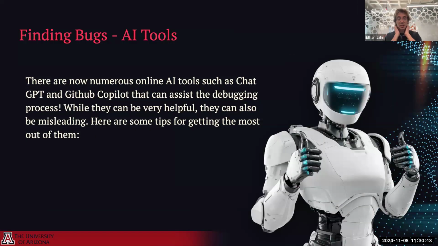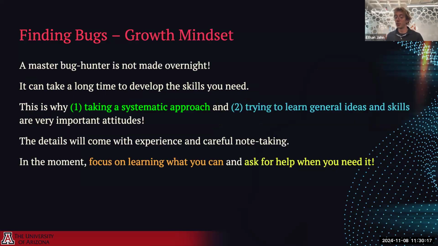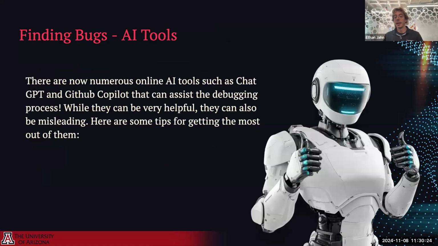So AI tools, I want to talk about that now because they are another good resource, especially as I was just talking about, if you feel like there's nobody else around that you can talk to about the problem, nobody else that's going to understand what's going on, sometimes asking an AI tool like ChatGPT can be very helpful.